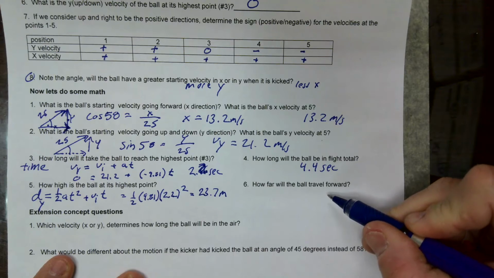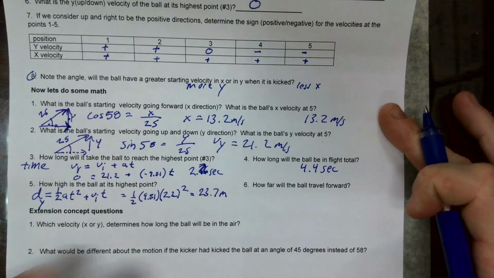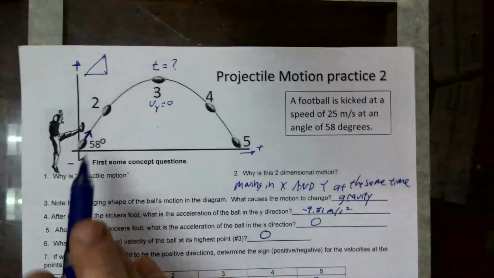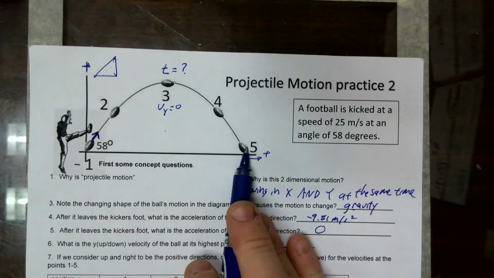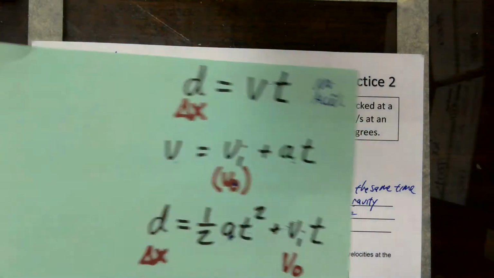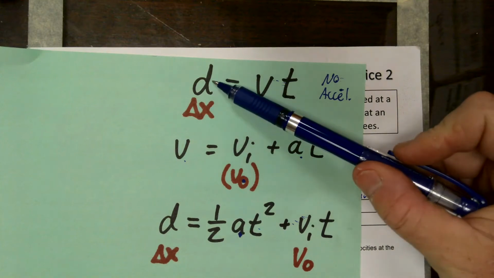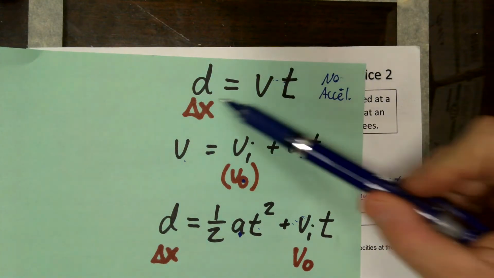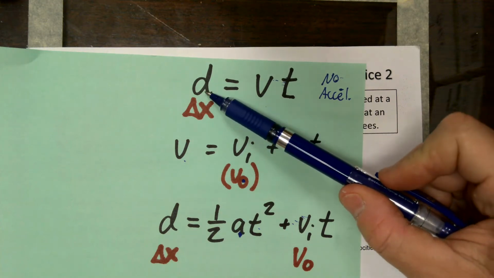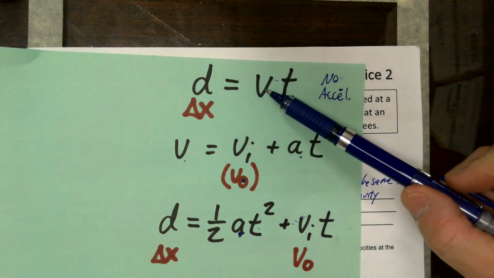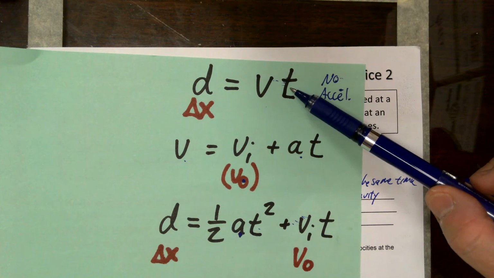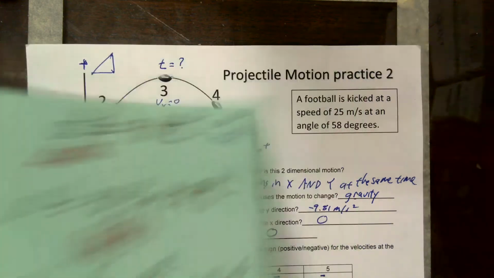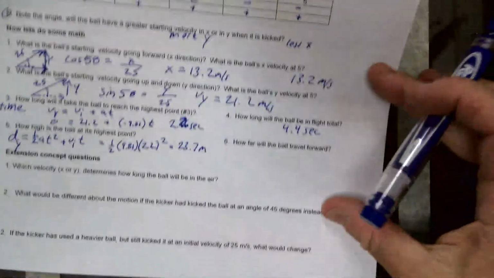Now, how far will the ball travel forward? That's also a distance, but that is a distance in the x dimension. I like this formula because in the x dimension, where there is no acceleration, I can use it. The distance covered in x is the velocity in the x times however long it was in the air, all of which I know at this point.